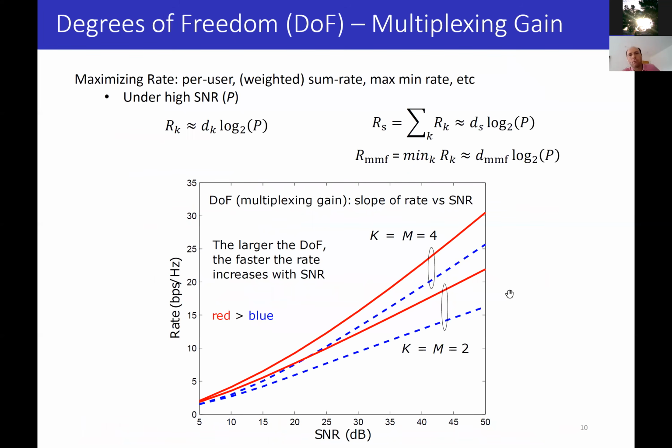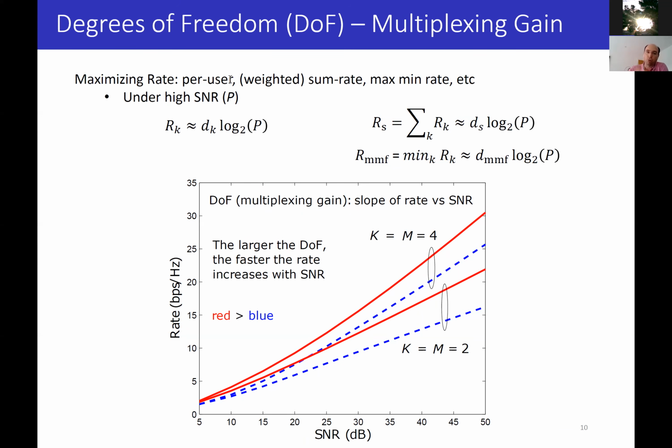Right, so one of the metrics I will use is the notion of degrees of freedom, DOF, also called multiplexing gain. And I will use this as a relatively simple metric to try to assess the performance of the system before we go into more complicated simulation and so on. And so when we design systems, what we try to do first is to identify a good metric. And so the classical metric in communication is to maximize the rate, and you can have multiple metrics.